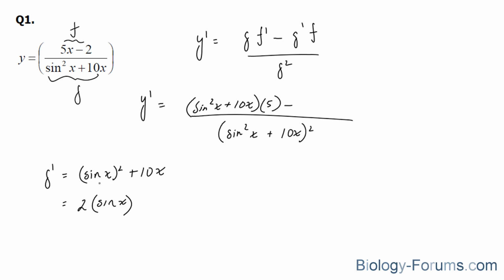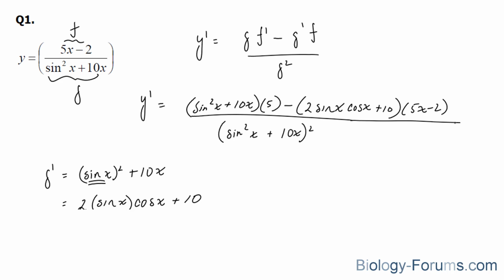So the next step would be to find the derivative of this part. And the derivative of sine x is equal to cosine x. Wonderful. In addition, 10x, the derivative of that is 10. So we will place this into here. 2 sine x cosine x plus 10, and we leave the function f the way it is, 5x minus 2. Let's move on to question number 2.